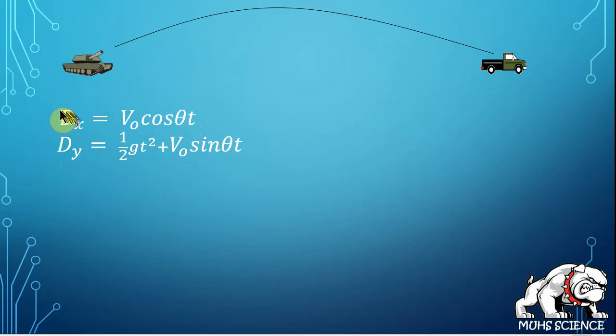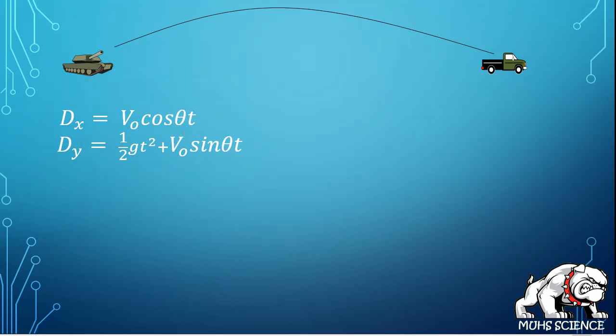If you look at this, displacement in the x direction is a known quantity. We would know the distance, the range from the tank to the truck. We would know the launching speed of the projectile out of the cannon. What we would not know is the angle, which is what we're interested in, and we don't know the time. So we have two equations and two unknowns.